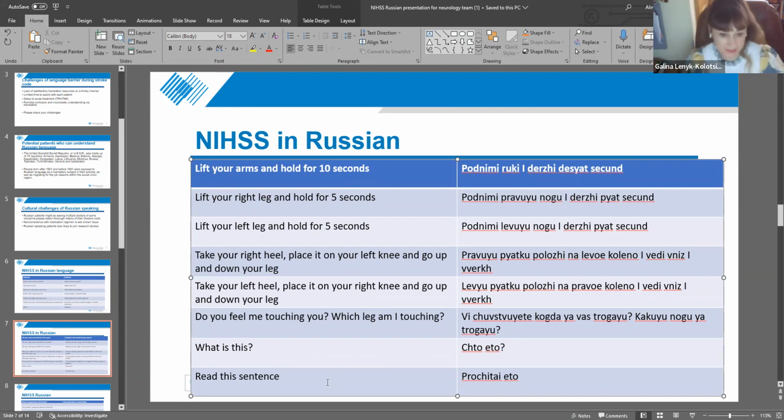This one is very easy. It's all my co-workers know. Что это? What is this? So if you're showing a patient a pen, you always say что это?